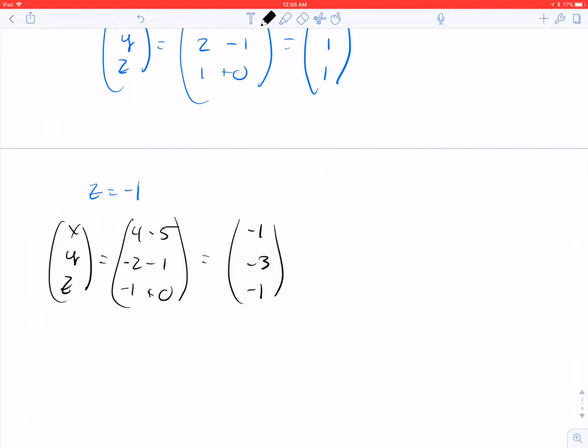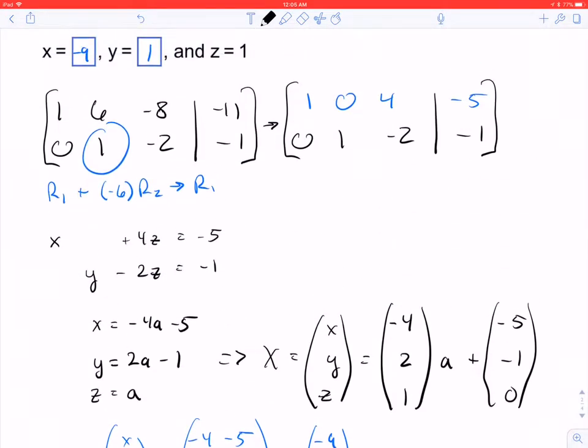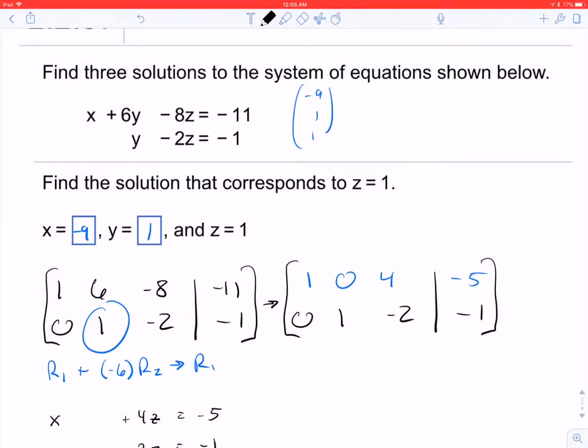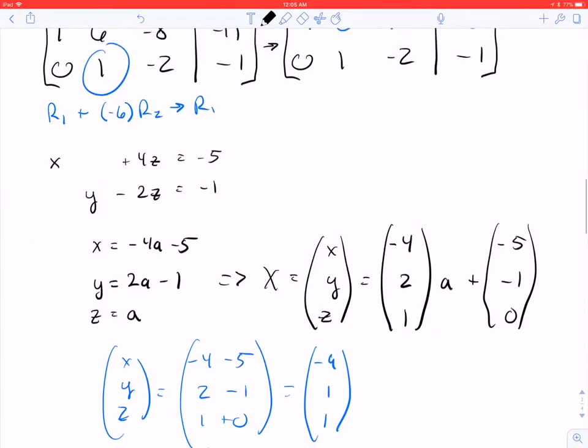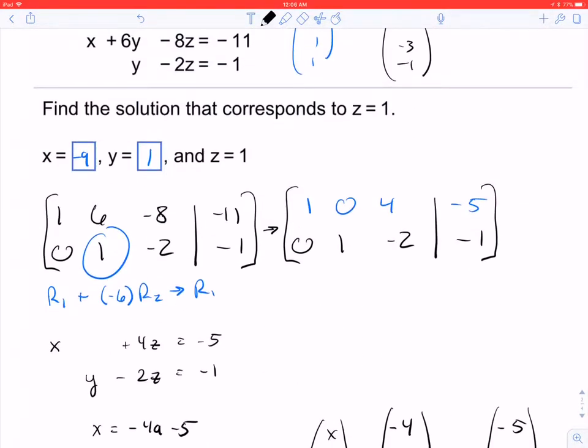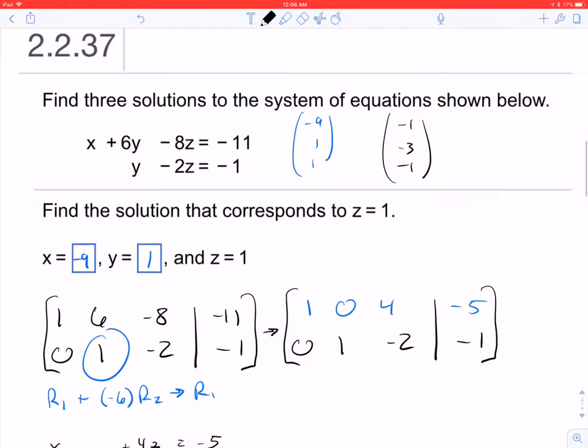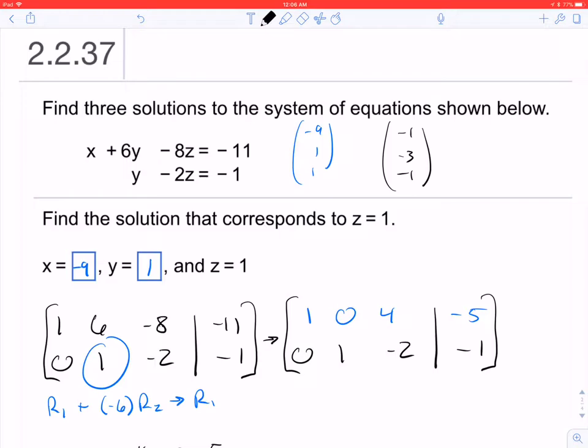So let's try this in the original. Negative 1, negative 3, negative 1. Let's try that. Almost done. All right. So negative 1, negative 18 is negative 9, plus 8 is negative 11. So that checks out. And then negative 3 plus 2 is negative 1. So that checks out. So negative 1, negative 3, negative 1.